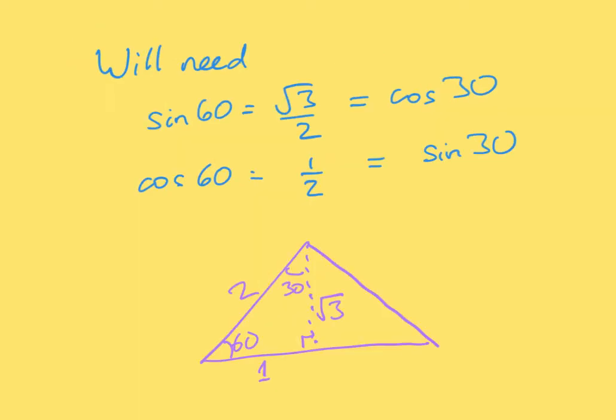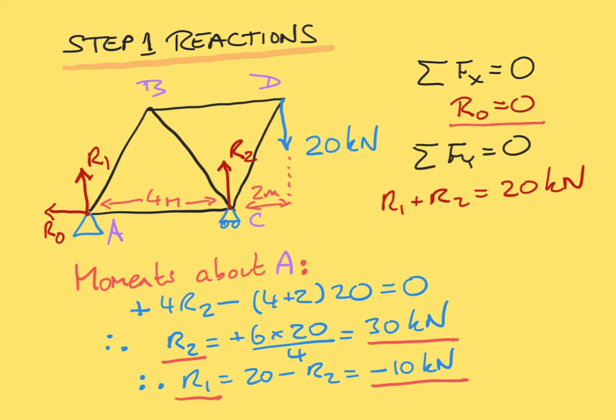Okay, to solve this problem, because the members have all got the same length, we're going to have equilateral triangles, the angle being 60 degrees, and then we're going to need a little bit of geometry, and these are the values of the trig functions that we will need. This is a good thing, in my opinion, to know. So the first step for the method of joints, work out the reactions.